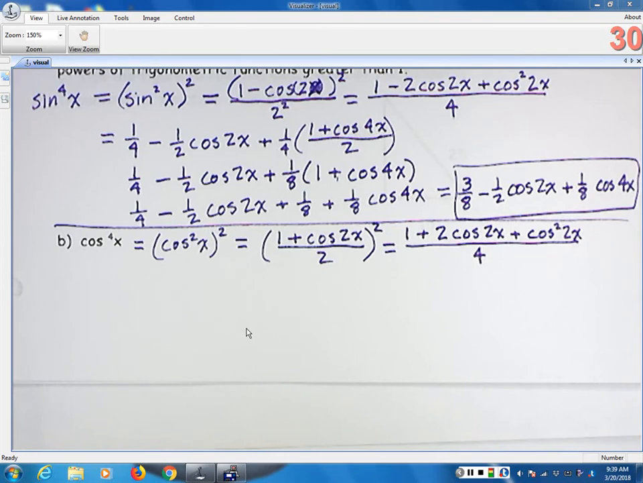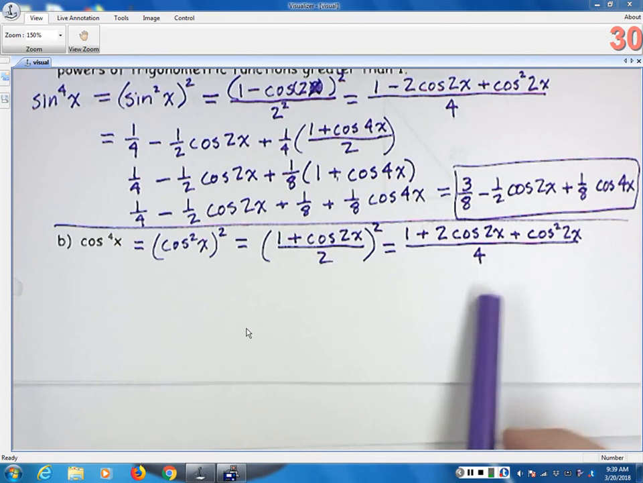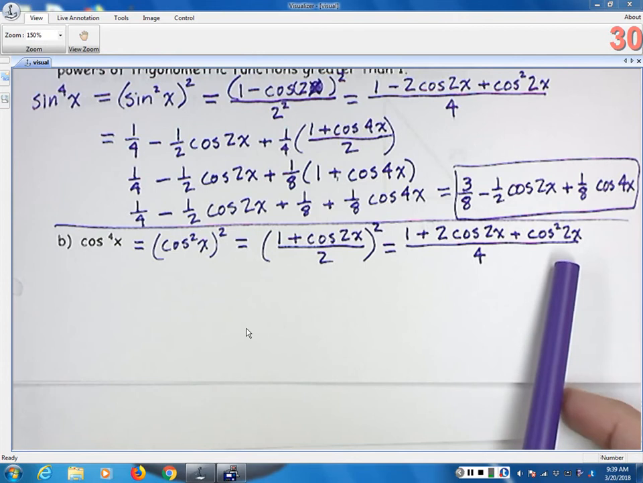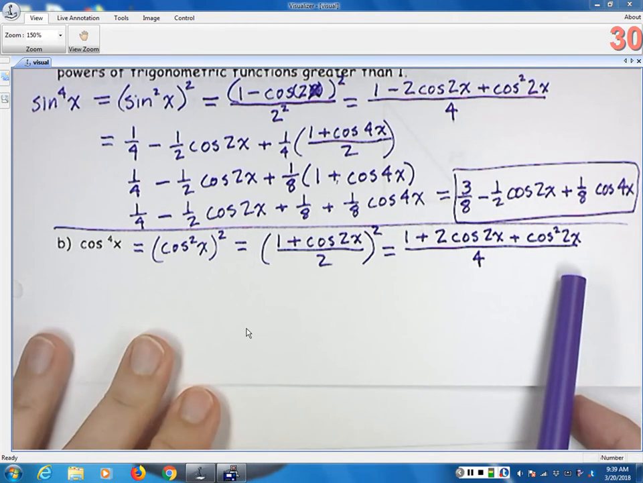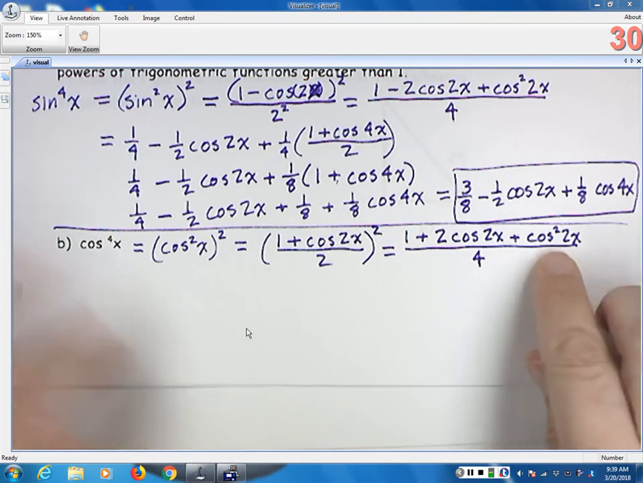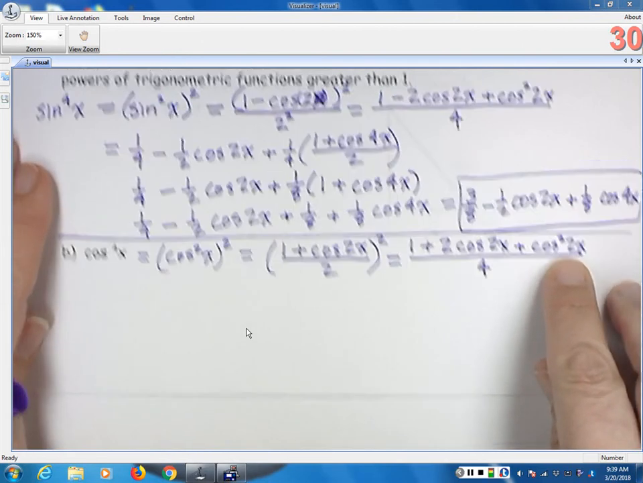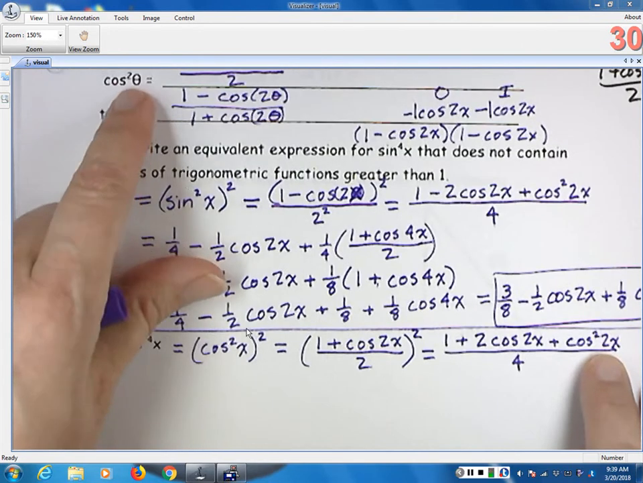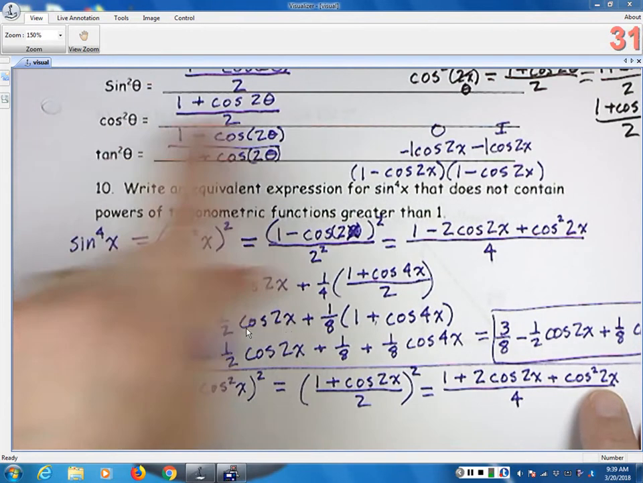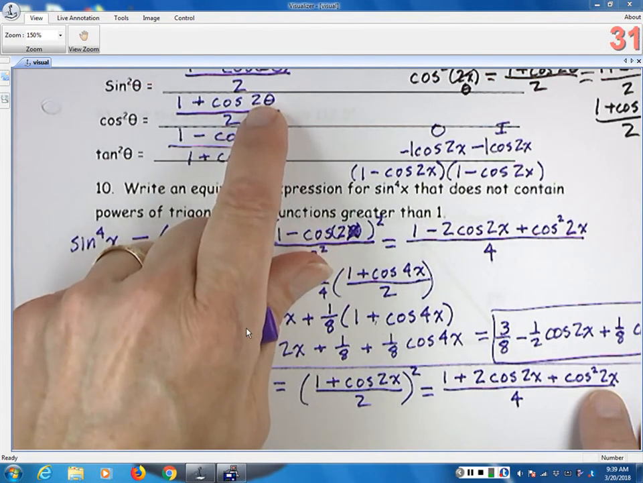Then you're going to separate the 4 and rewrite cosine squared 2x as 1 plus cosine 4x over 2. What you're doing is plugging 2x into this formula. Your theta is 2x, so you get 4x here. It's the only difference.